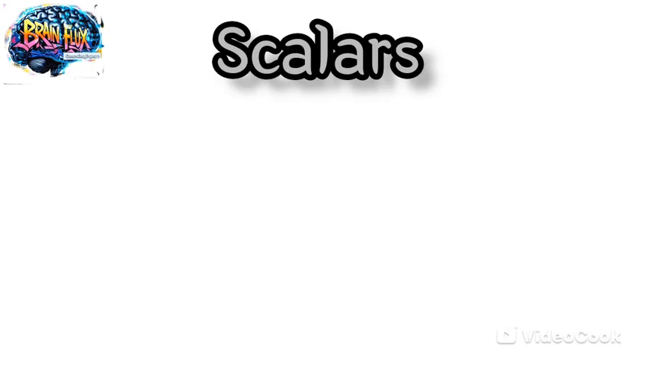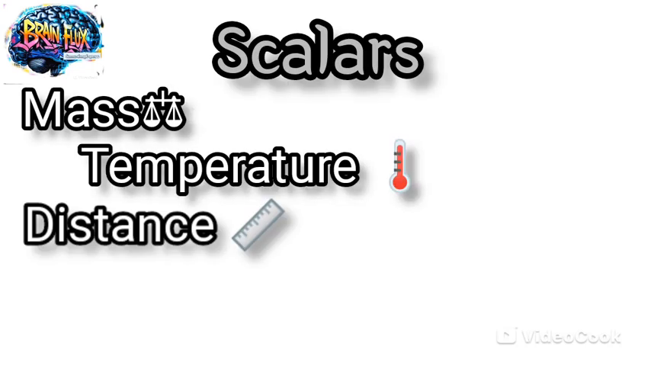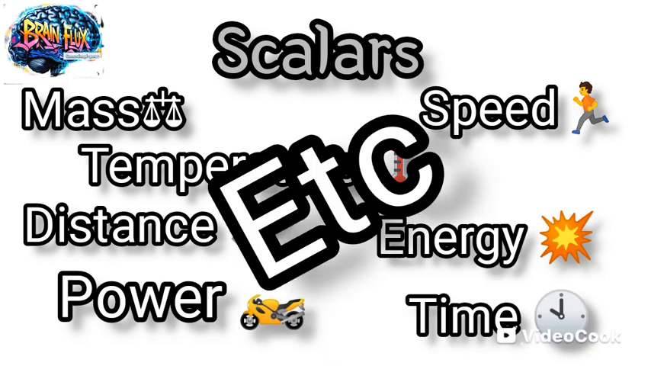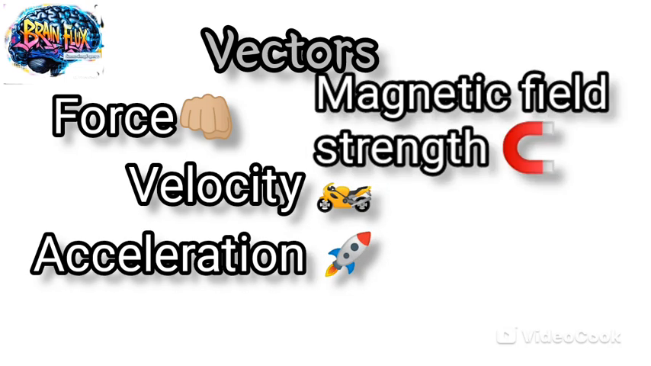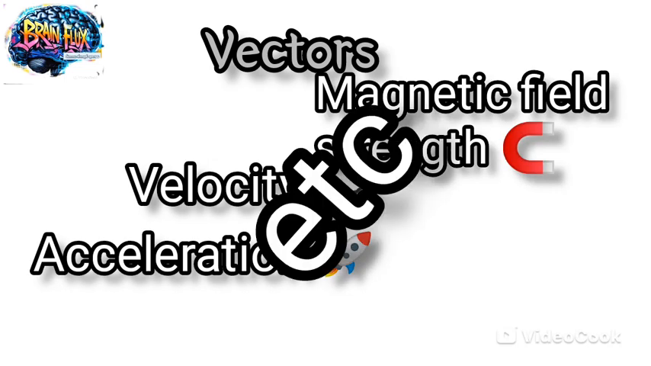For example, scalars, we have mass, temperature, distance, speed, energy, power, time, and many more. And then for vectors, we have things such as force, velocity, acceleration, magnetic field strength, and many more.